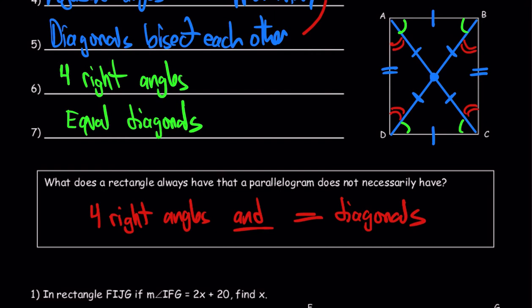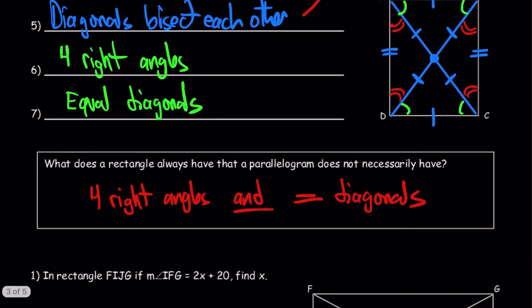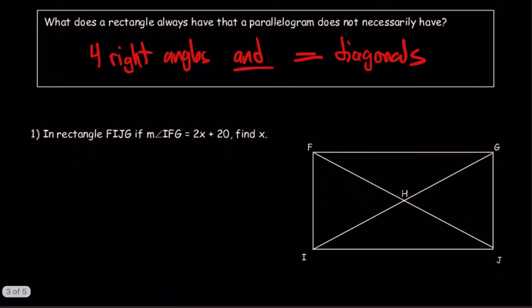Okay, let's do a couple quick examples and then we'll call it a day for day 3. In rectangle FIJG, if the measure of angle IFG, so we have to trace it, IFG, well, I know right away what that is. This is a rectangle, so that's a right angle. That angle is 2x plus 20. Okay, so this angle here is 2x plus 20.